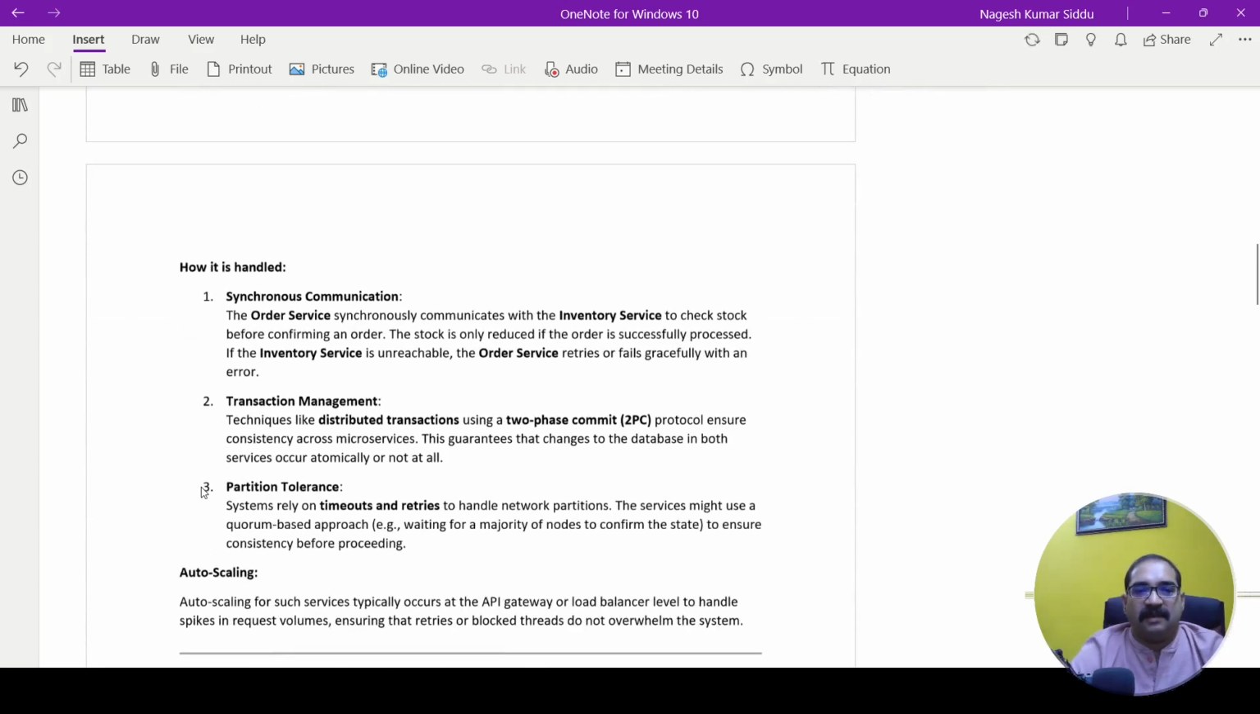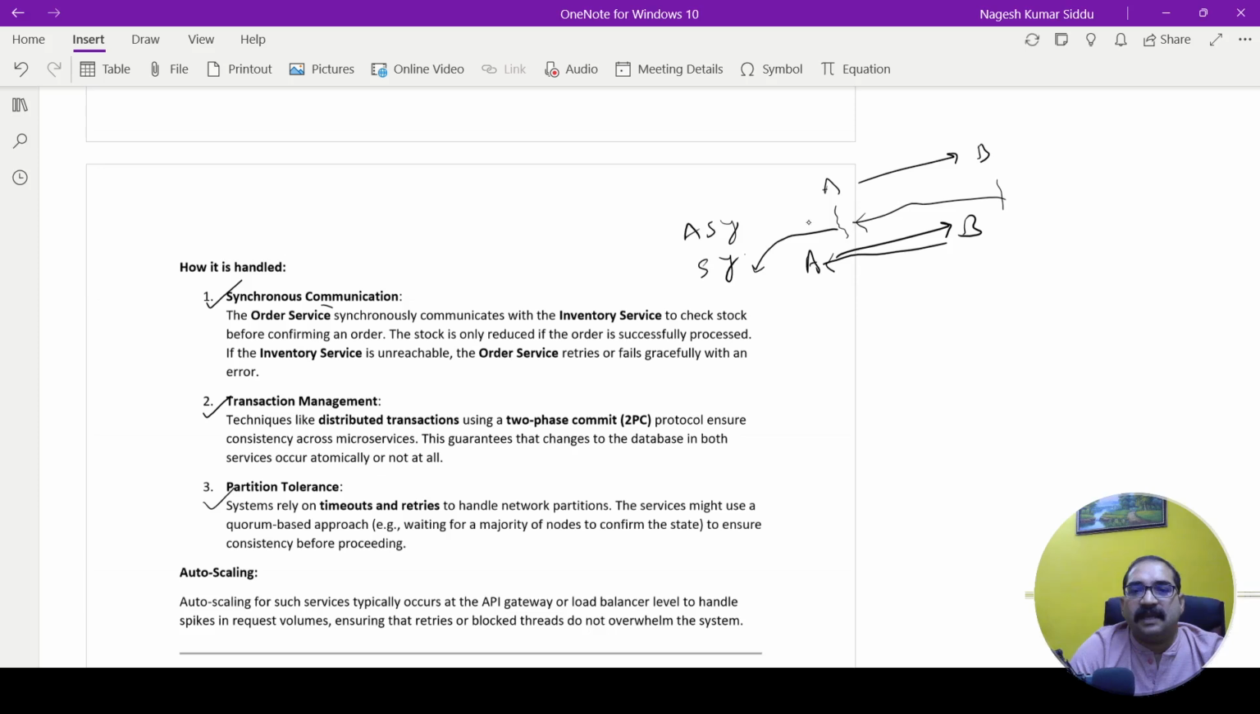Now what do we do in such scenarios? In such scenarios, what we do is handle synchronous communication. Let me give these three topics: synchronous communication, transaction management, and partition tolerance. Communication is of two types: asynchronous communication and synchronous communication. In synchronous communication, service A requests B, waits for a response from B, and receives a response. Whereas in asynchronous communication, A sends a request to B, and then A proceeds. Sometime later, B sends a response, and then A reviews the response and takes the action further. So this is asynchronous communication, right?